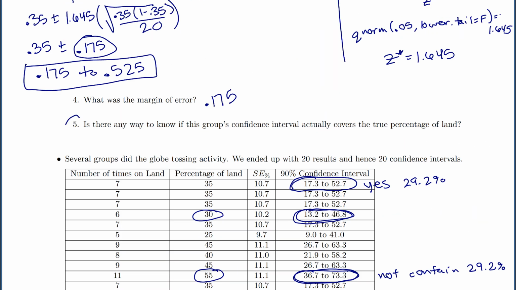So is there any way to know if this group's confidence interval actually contains the true percentage of land? No. Sadly, there is not. We know that 90% of the time, our interval will be accurate, but 10% of the time, it's not going to be accurate. And there's no way to know if ours is one of those good ones or one of the bad ones.